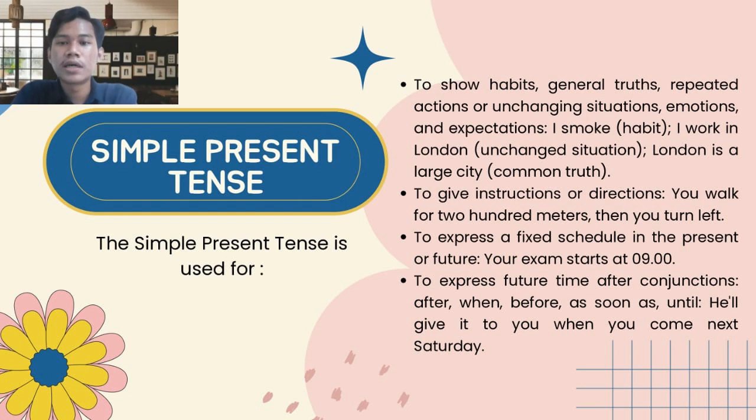Third, to express a fixed schedule in the present or future: your exam starts at 9 o'clock. And finally, to express future time after conjunctions like after, when, before, as soon as, until: he'll give it to you when you come next Saturday. An example of simple present tense will be explained by my partner, Billah.